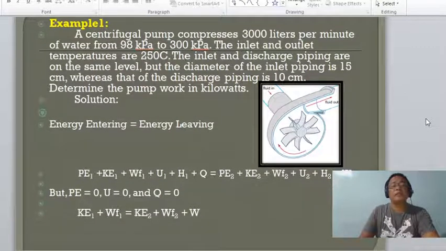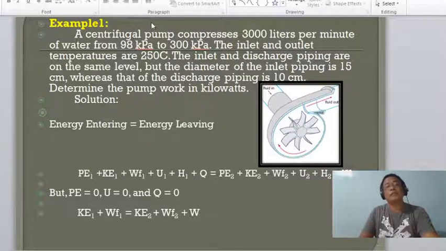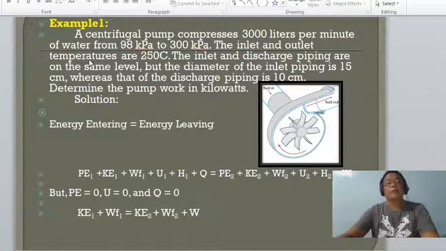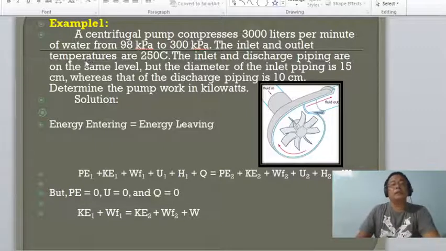So, let us take this example. A centrifugal pump compresses 3,000 liters per minute of water from 98 kilopascal to 300 kilopascal. The inlet and outlet temperature are 250 degrees. So the inlet and discharge piping are on the same level, so there is no change in potential energy here, because the inlet and outlet are at the same level. But the diameter of the inlet piping is 15 centimeters, whereas that of the discharge piping is 10 centimeters. Determine the pump work in kilowatts.